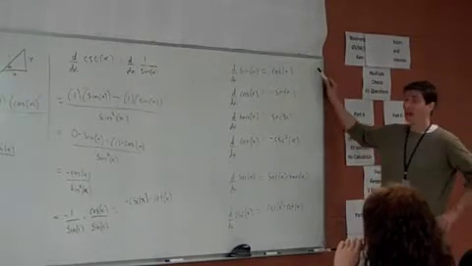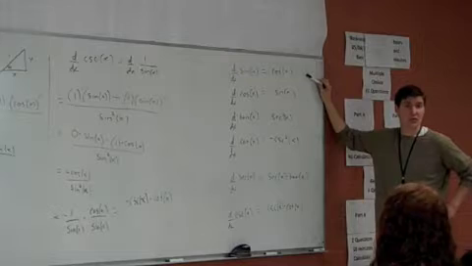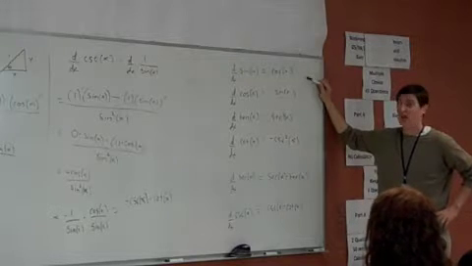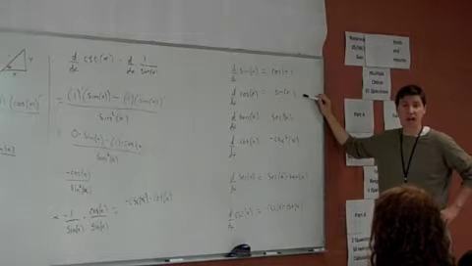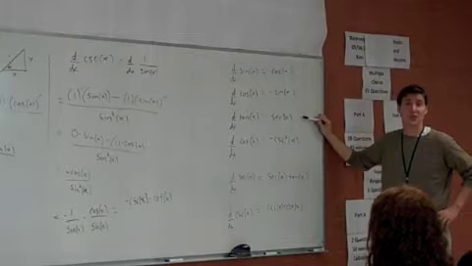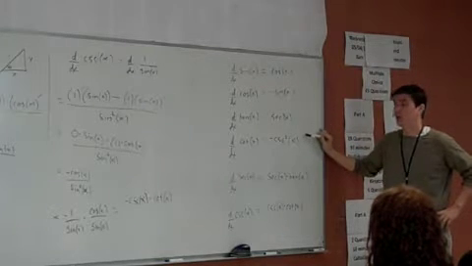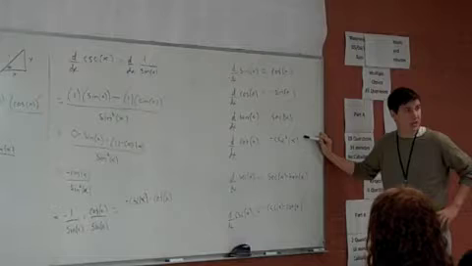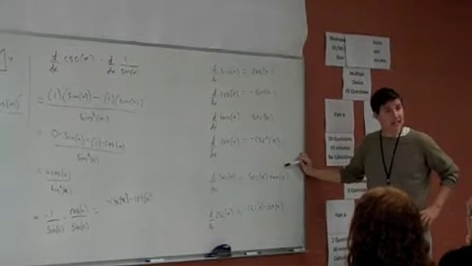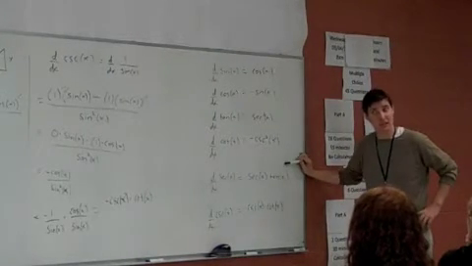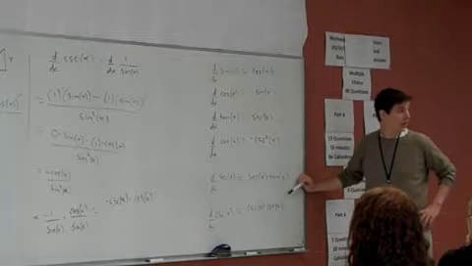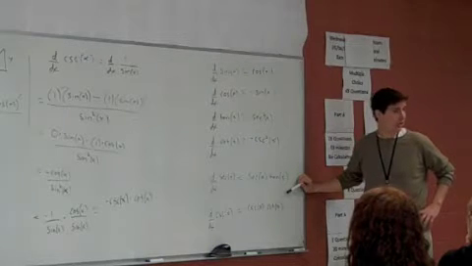And you see how these are grouped together. Derivative of sine is cosine. Derivative of cosine is negative sine. Derivative of tangent is secant squared. The derivative of cotangent is negative cosecant squared. Secant's derivative is secant tangent. The derivative of the cosecant is negative cosecant cotangent.